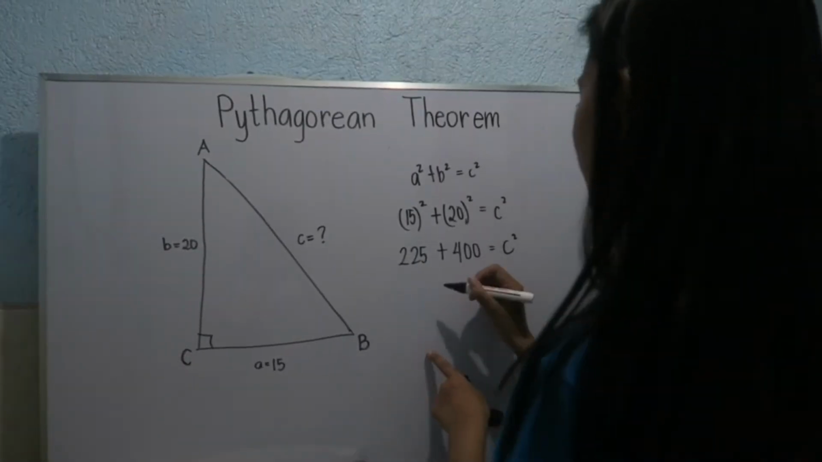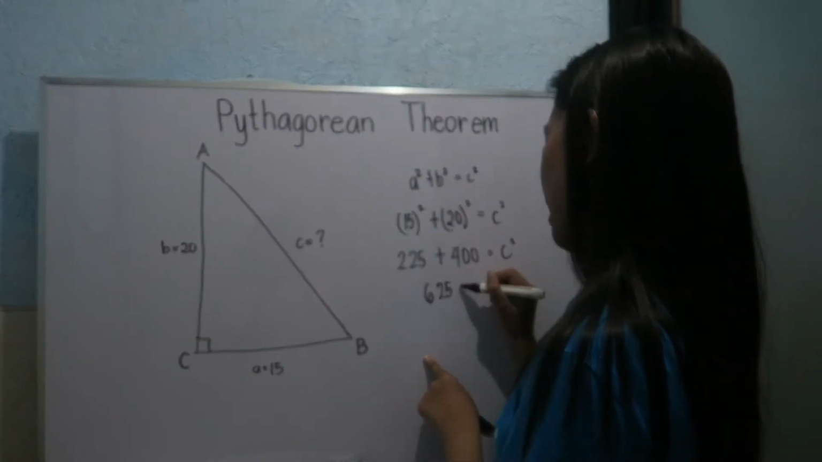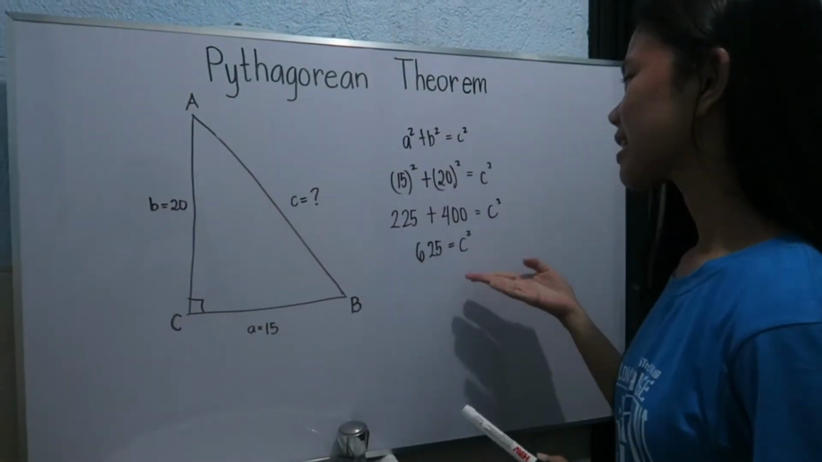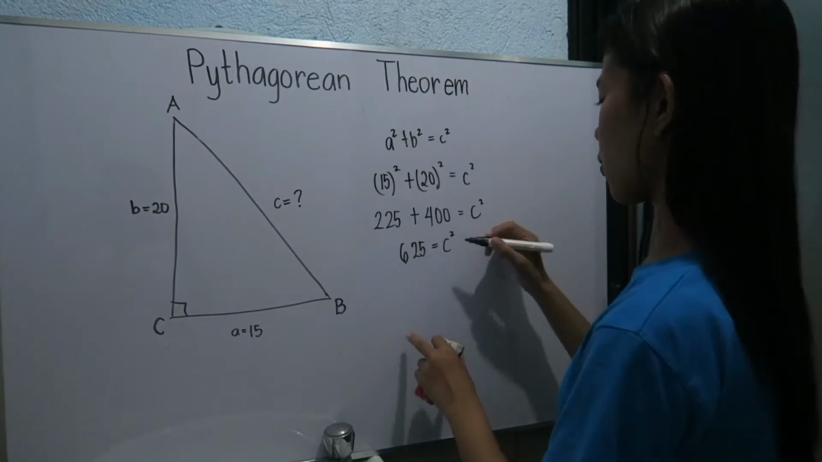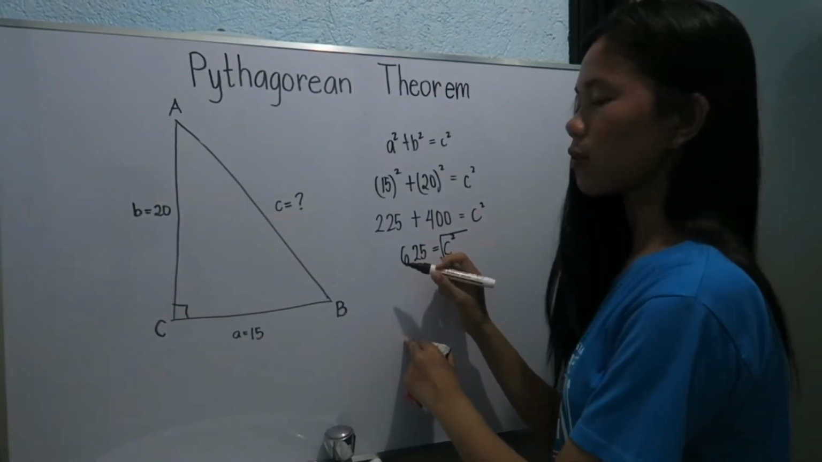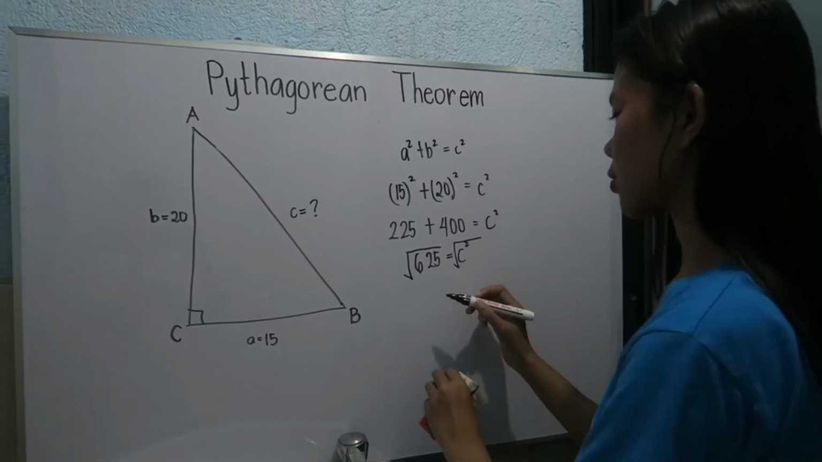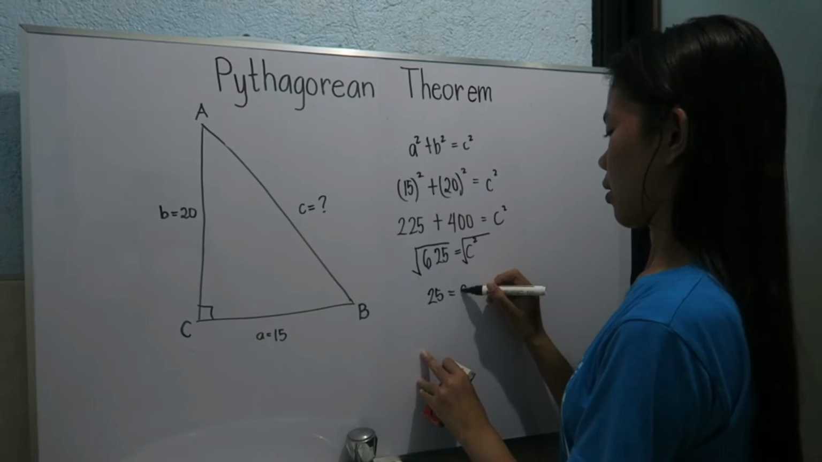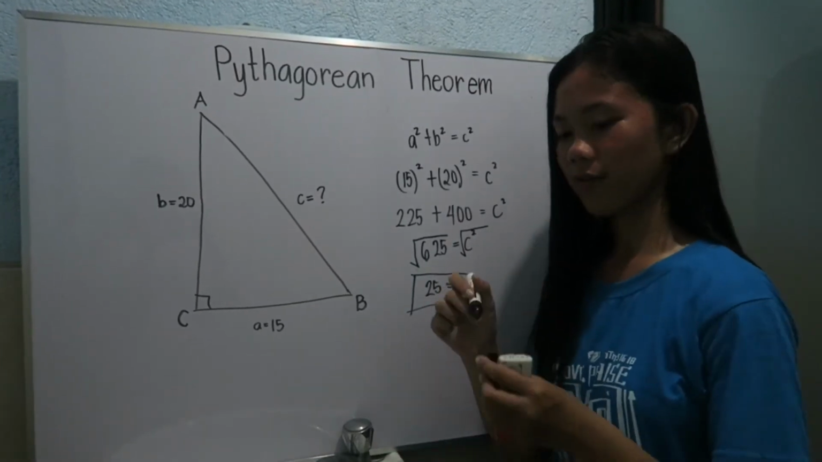225 plus 400 is equal to 625, and c squared. Since c is being squared, we must take the square root of c squared and also the square root of 625. The square root of 625 is 25 and the square root of c squared is c. So, the hypotenuse is equal to 25.